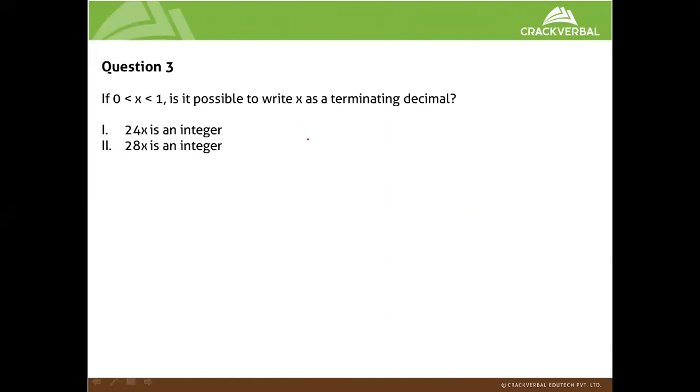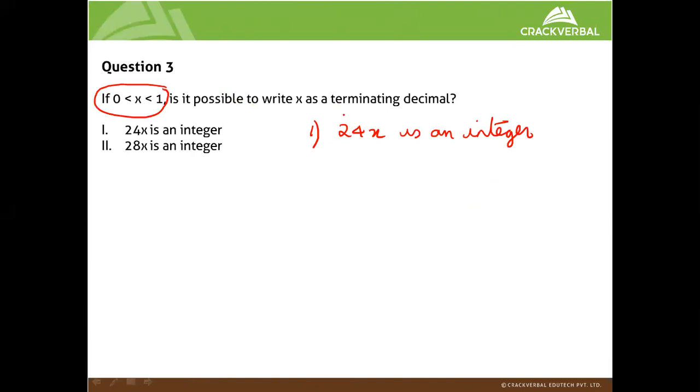Now, I'm going to deal with the first statement. The first statement says 24x is an integer. Think about this: they've also told me that x has to lie between 0 and 1. So I know x here is definitely a proper fraction, and the question is asking me, is it possible to write x as a terminating decimal?